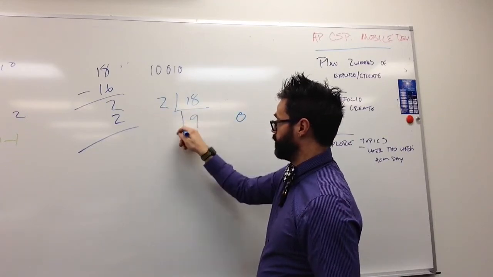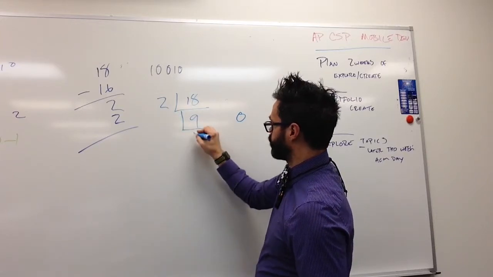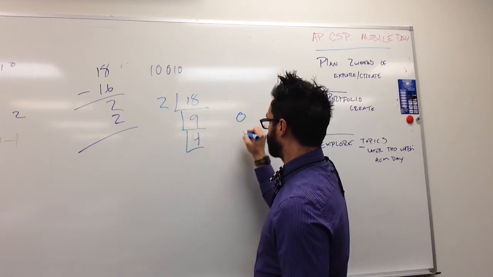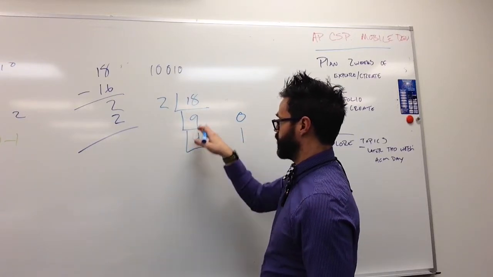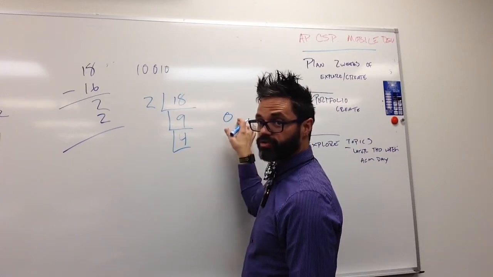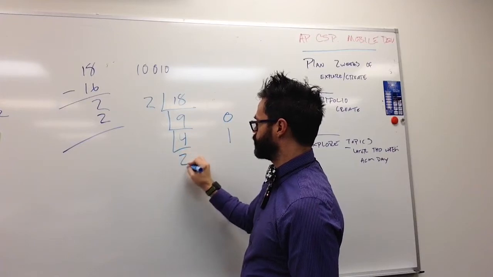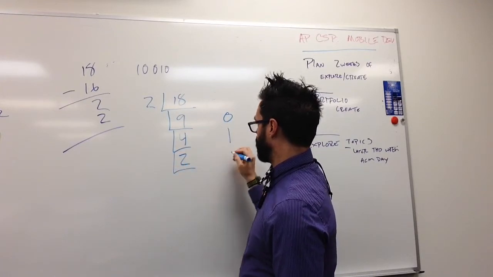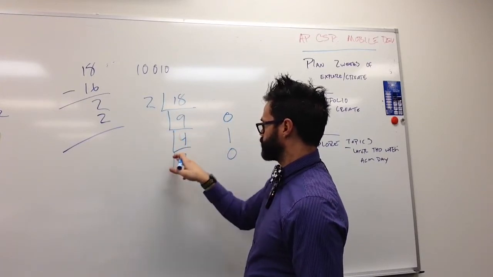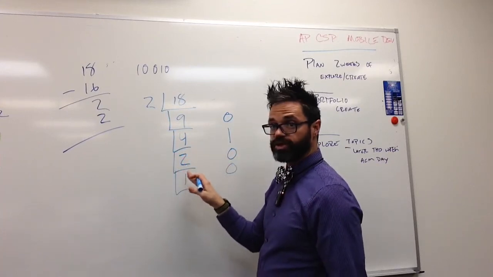We have 2 going into 9. Again, we repeat that division process over and over again. 2 goes into 9 a total of 4 times with a remainder of 1, because 2 times 4 is 8, giving us that remainder of 1 that we put over here. Again, put the remainder over to the right: 0 if there is no remainder, a 1 if there is a remainder. 2 goes into 4 a total of 2 times with 0 remainder. 2 goes into 2 a total of 1 time with 0 remainder because it's an even division.